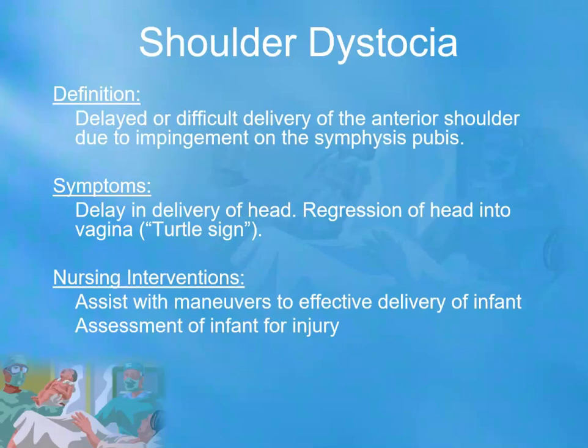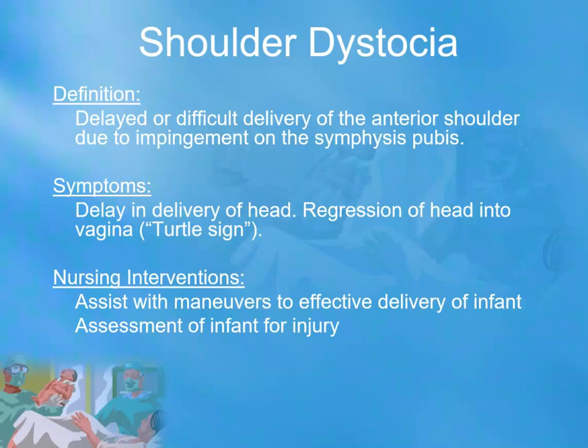So, shoulder dystocia, okay? This is delayed or difficult delivery of the anterior shoulder. It's due to impingement on the symphysis pubis. Some of the symptoms are delay in delivery of the head, and retraction of the head into the vagina. So we call that a turtle sign. So what happens is this baby's big. It's got these big old broad shoulders. So it's trying to come down, it's trying to lead down the birth canal, and those shoulders kind of get stuck, okay?